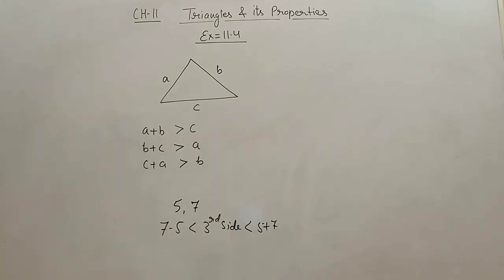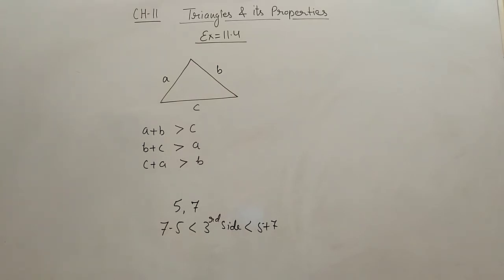So if you get questions where three sides are given and you have to check whether the triangle is possible or not, there is no need to check all three like this. You have to check only that the sum of the smaller two sides is greater than the greatest third side. So just see which is the greatest side and which are the two smaller sides, add them and check whether the sum is greater than the third side or not.